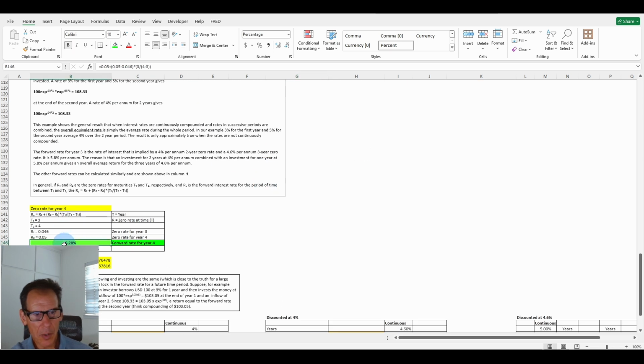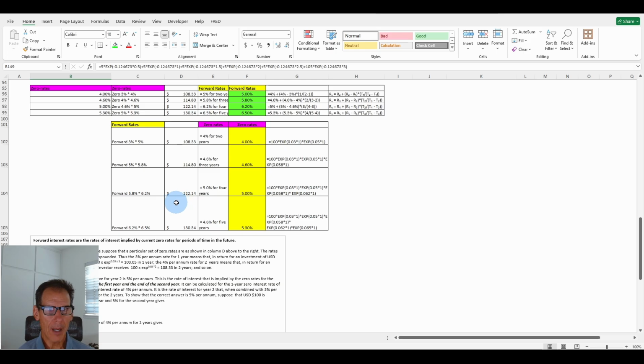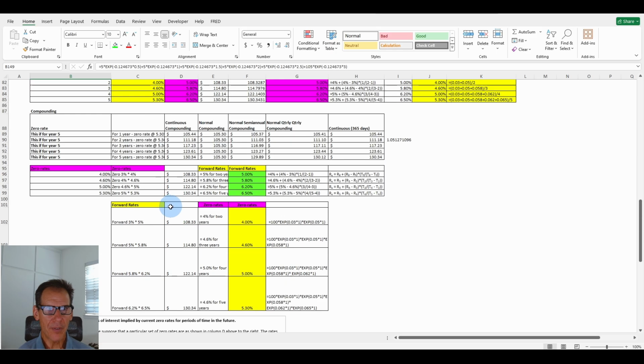Now we have 6.2% forward rate for year 4. Here is the formula. Now we look at this. So we have this really ugly, nasty number, but get used to it because you're going to have to use it. We're using 12.4673. That must be year 5 of something.